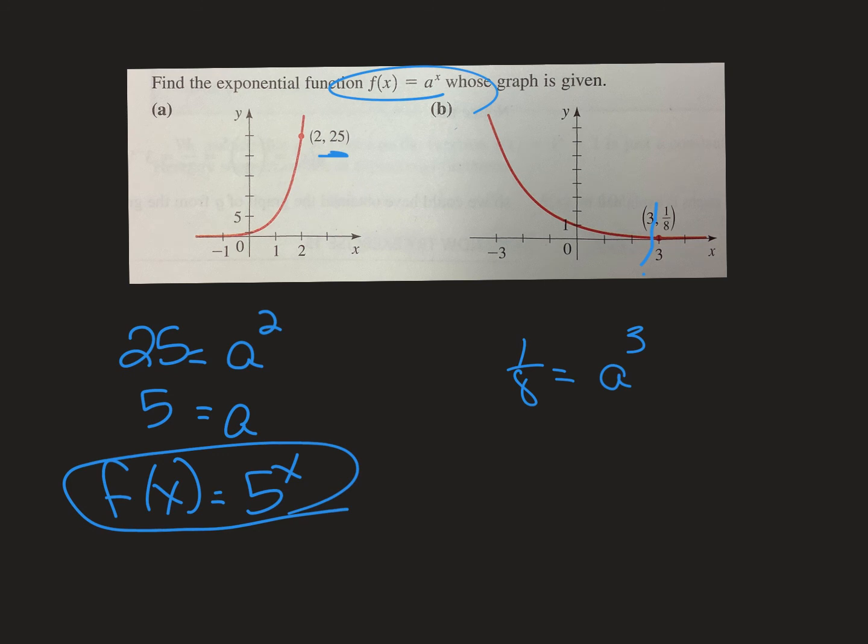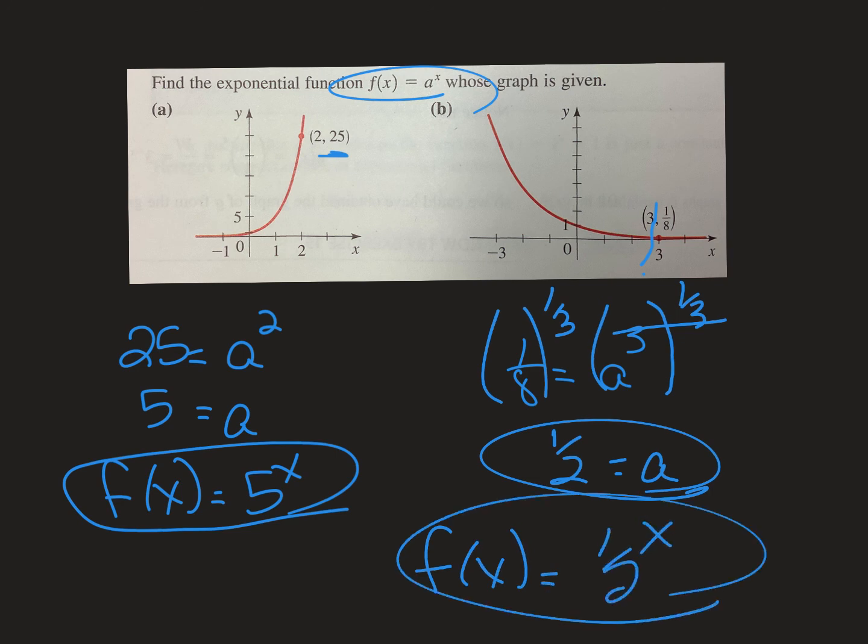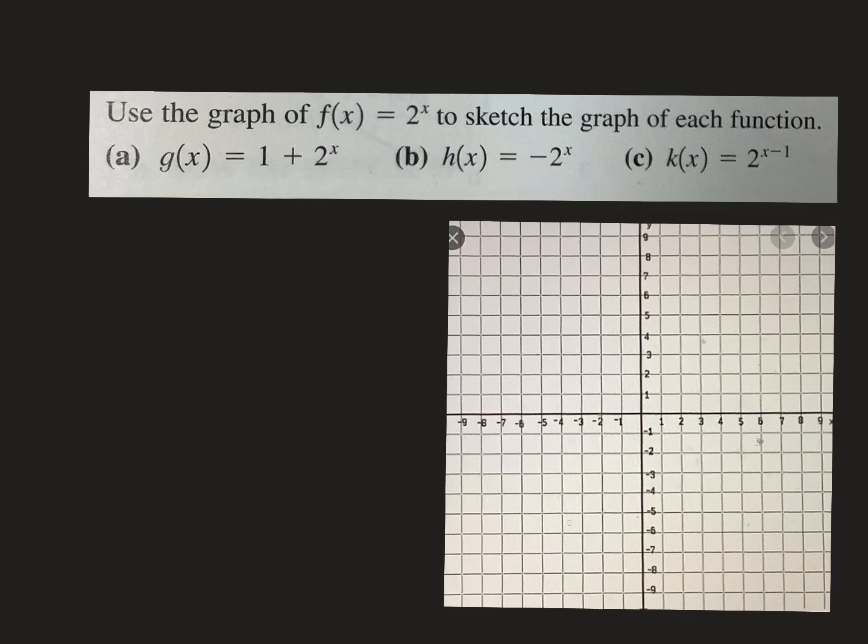What I'm going to do is raise both sides to the reciprocal power. I'm going to raise this side to the 1/3 power, and this side to the 1/3 power. Over here, they just cancel each other. So it really means what is the cube root of 1/8? Remember, bottom is the root, top is the power. The cube root of 1/8 is 1/2. There's my a, that's what I need. So my function is f of x equals (1/2) to the x power. That's what they're wanting. What is the function of that graph?